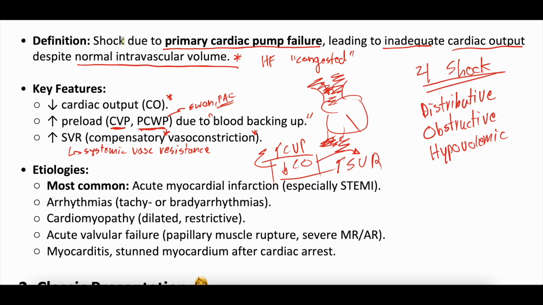Etiologies of cardiogenic shock. The most common is going to be acute myocardial infarction, especially STEMI. You have a massive heart attack, and that leads to worsening cardiac function. Other things can cause cardiogenic shock, though. Arrhythmias, right? Tachy or bradyarrhythmias. Cardiomyopathies. People who drink too much alcohol sometimes can get a non-ischemic dilated cardiomyopathy. Acute valvular failure. So valvulopathies can cause cardiogenic shock. Things like myocarditis or injury to the myocardium. So you have inflammation from an infection of the heart muscle, the myocardium, or your myocardium is stunned after cardiac arrest from all the chest compressions and things.